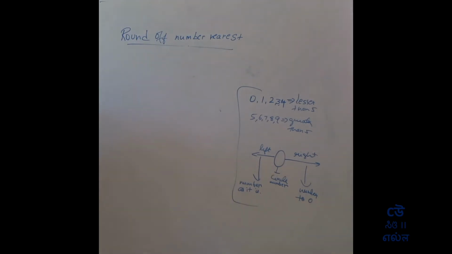Next, let us round off the number to the nearest hundreds. Okay. So let us take the first one, that is 841. Same as we rounded off the tens place number. Okay. First step is what?